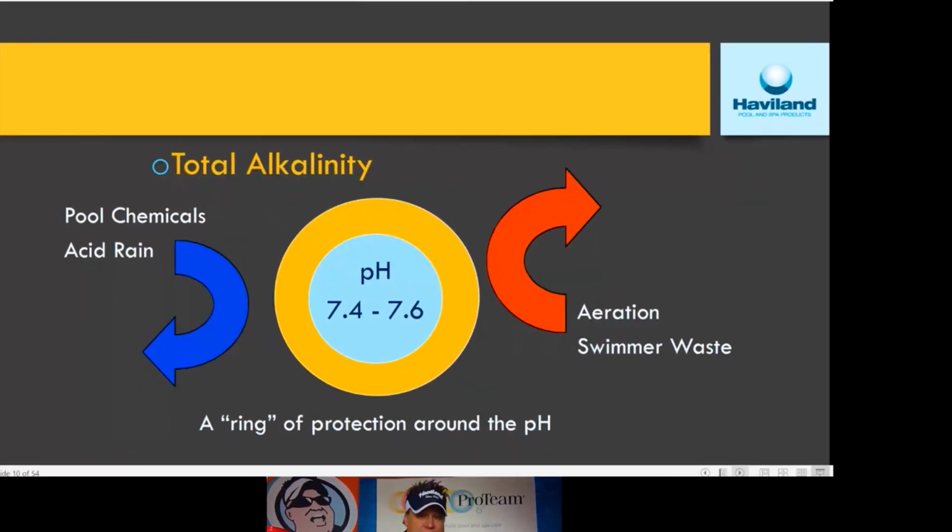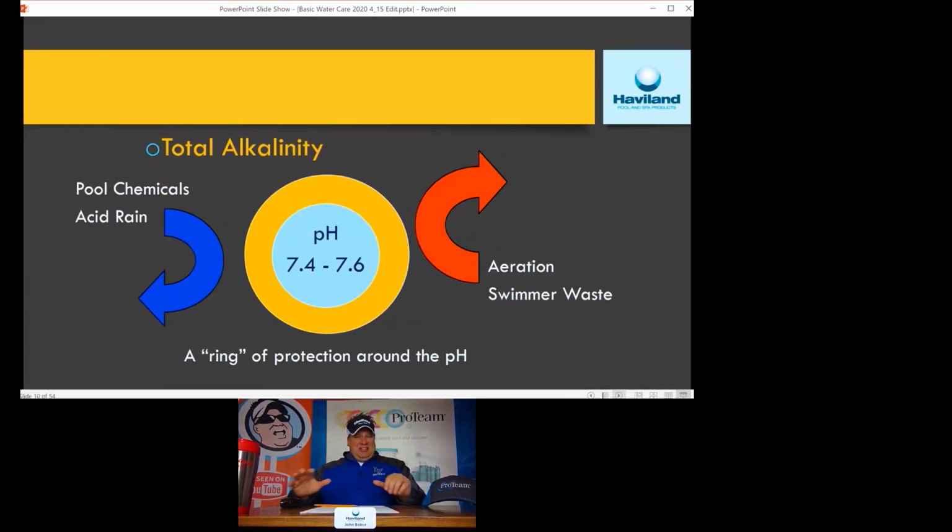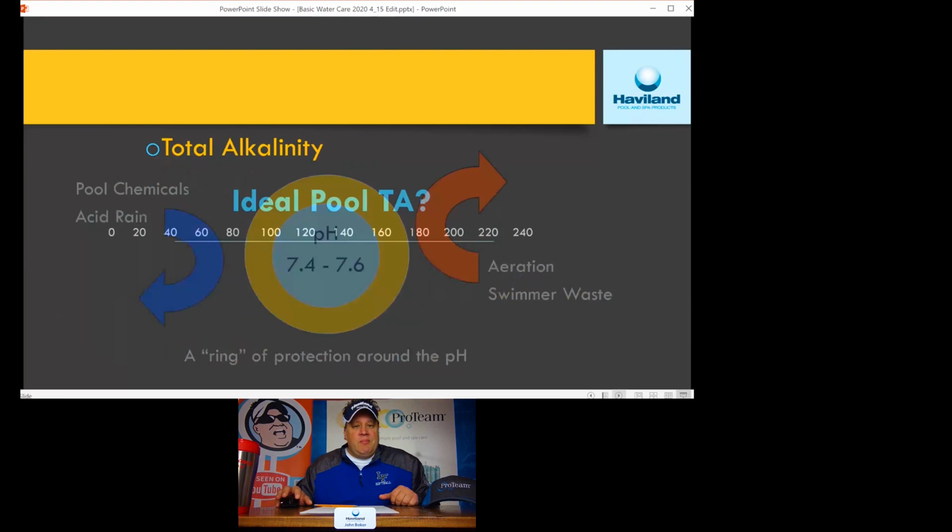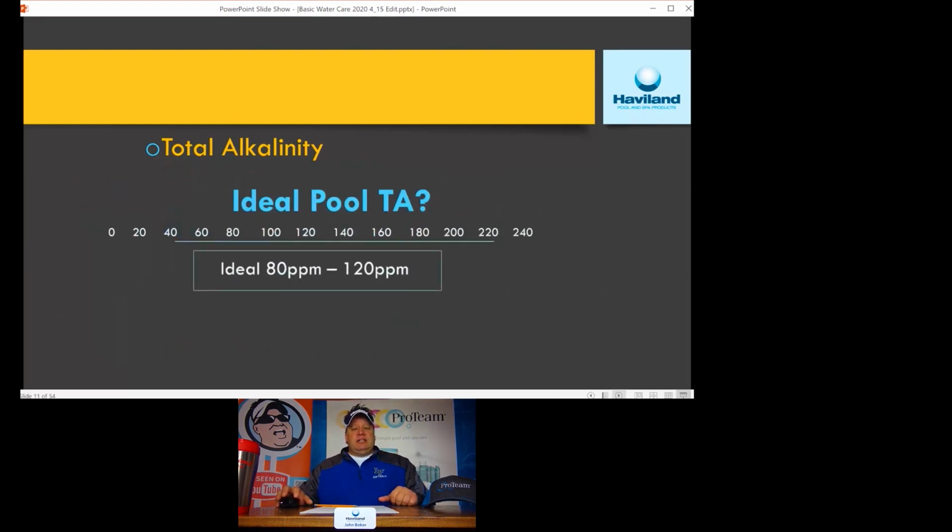This slide's, honestly, kind of old as I am, so I just like using it. But it shows you that ring of protection, right? It just keeps that pH where it should be. What do we want for total alkalinity?